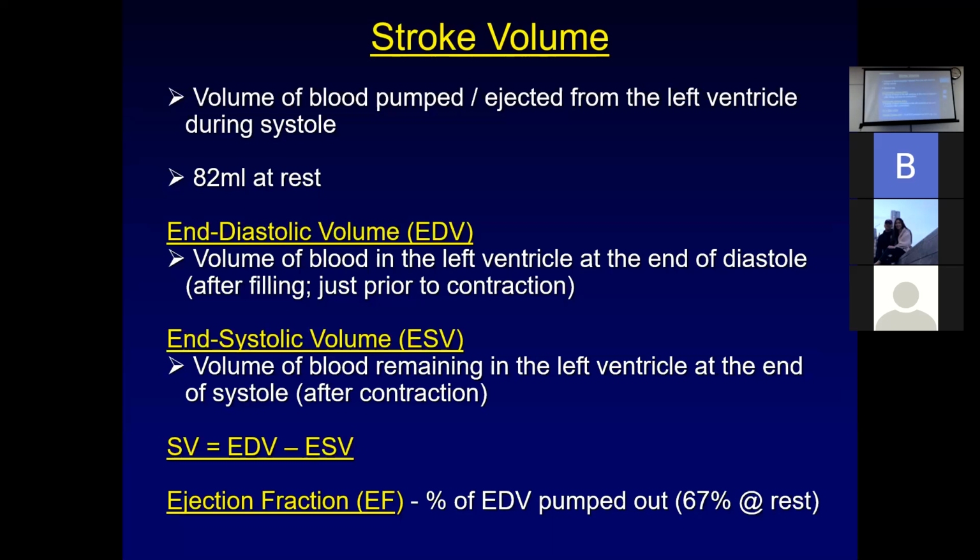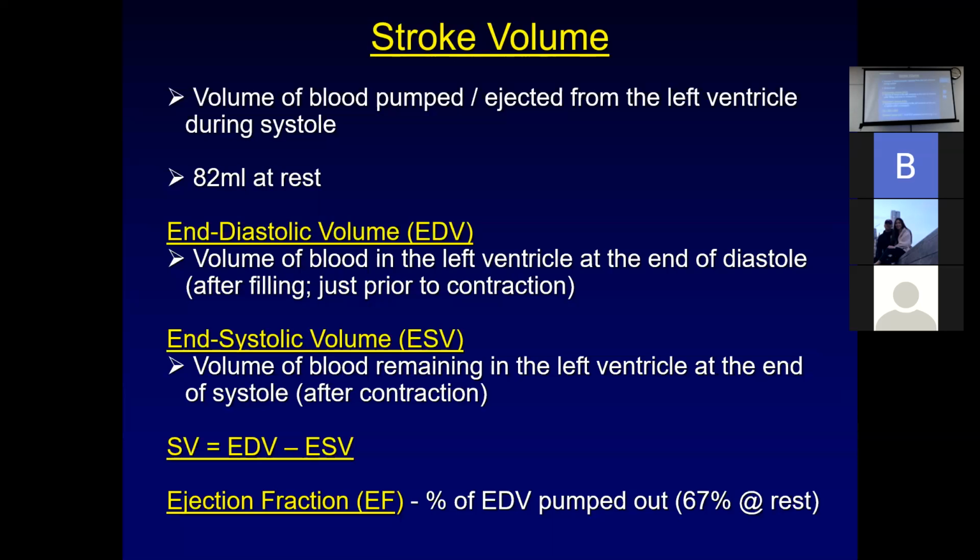End systolic volume is the amount of blood left in the ventricle when it stops contracting. So I've got my blood in the ventricle, I'm going to squeeze, and it's going to shoot a certain amount out. Under resting conditions, or even non-maximal or sort of heavy exercise conditions, there's always going to be some blood left in the ventricle when it finishes contracting. So if you take the difference between these two, that tells us how much blood was ejected.